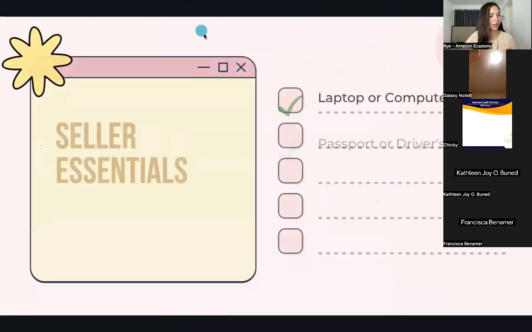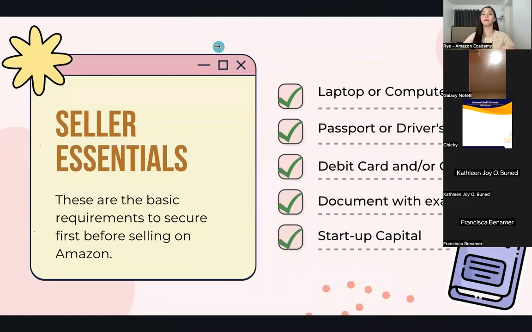Let's continue. Okay, 40 minutes na. Okay, seller essentials. These are the basic requirements to secure first before selling on Amazon. Dapat meron tayo nito, ha? Okay, first one is laptop or computer. Since our business is naka-base sa USA, dapat may laptop tayo or computer. Diba? Kasi online, 100% online yung business natin. Next one is passport or driver's license. Either of any of these two, but as long as hindi siya expired.